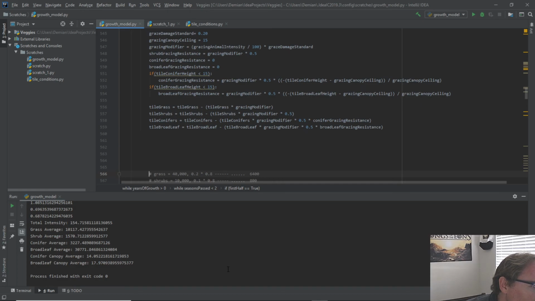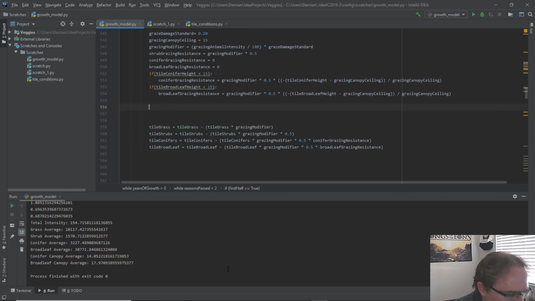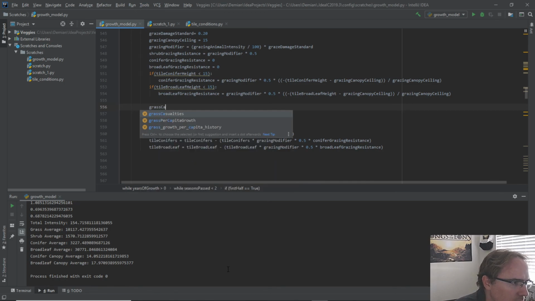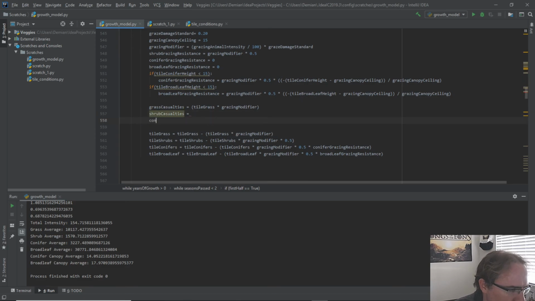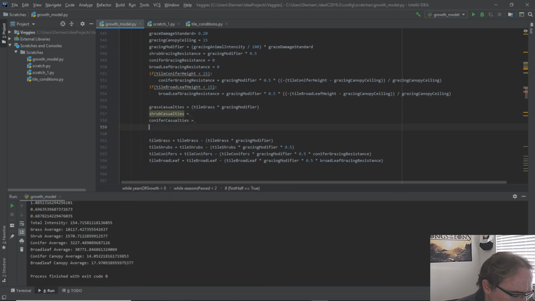Was that calculating a negative value and then subtracting that negative value? I don't think so, because... Hold on. New tile grass. Okay, let's do this. Grass casualties. Broadleaf casualties.